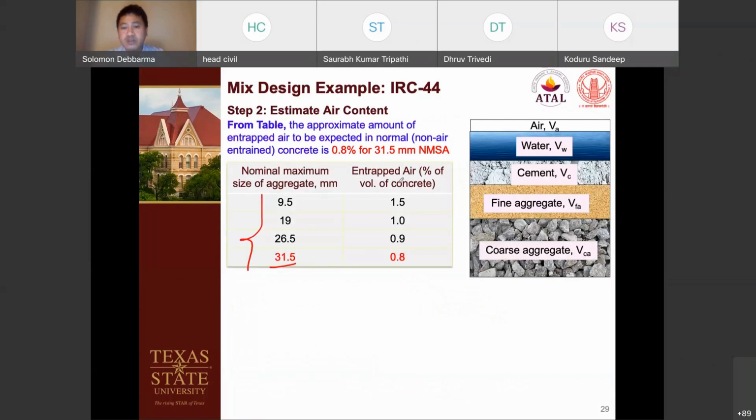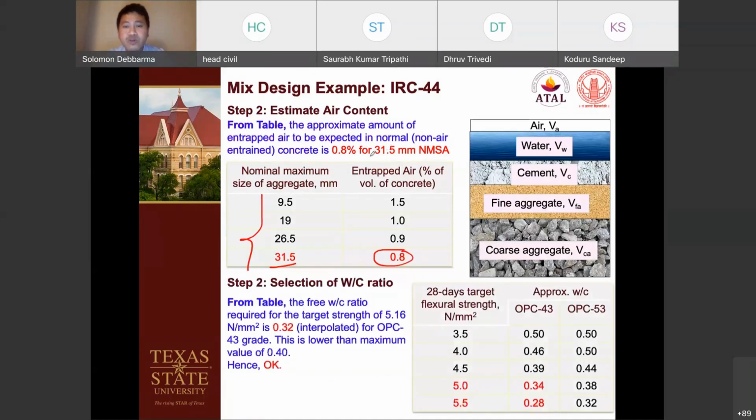So the corresponding entrapped air content is 0.8%, right? This is for a nominal maximum size aggregate of 31.5 mm. Since our target flexural strength was 5.6 Newton per mm square, the water cement ratio can be interpolated. You see, 5.1 to 5.5. So the water cement ratio should lie between 0.34 and 0.28. So we got our water cement ratio as 0.32.